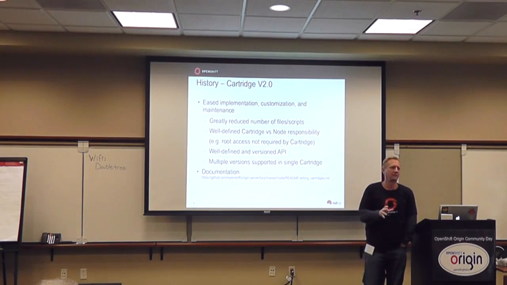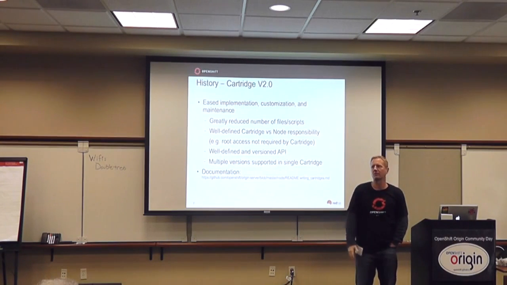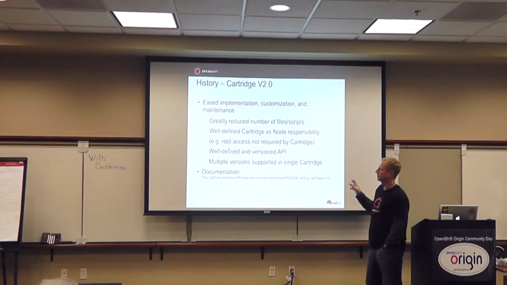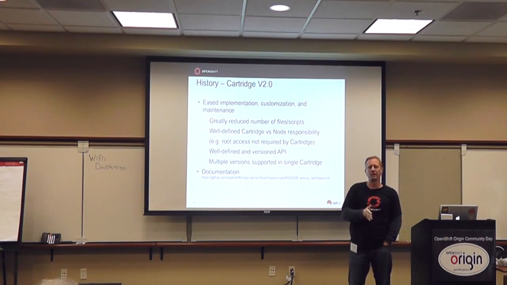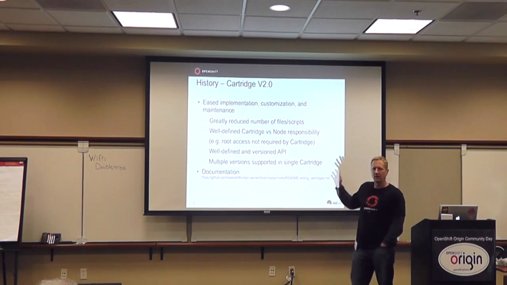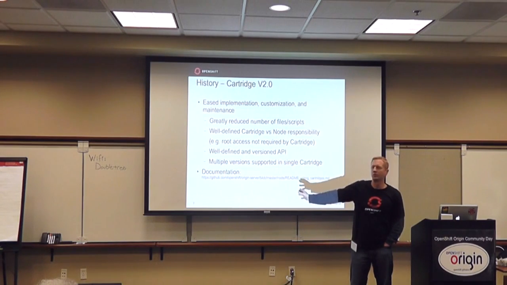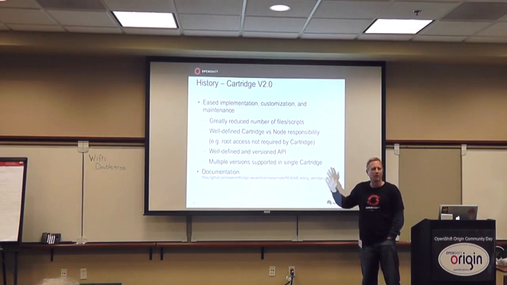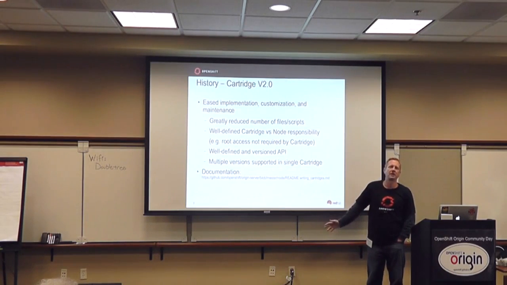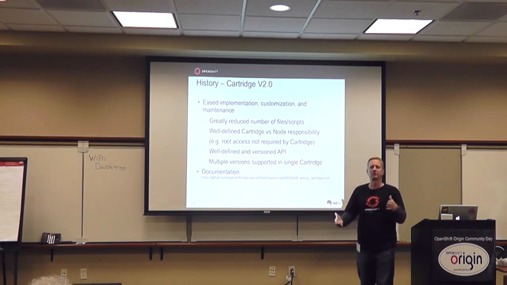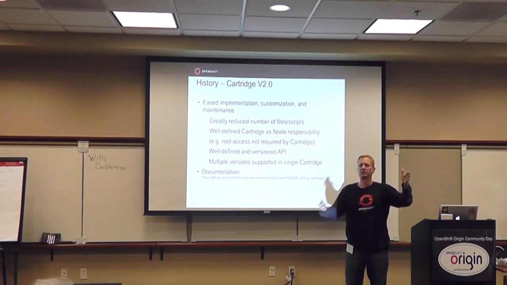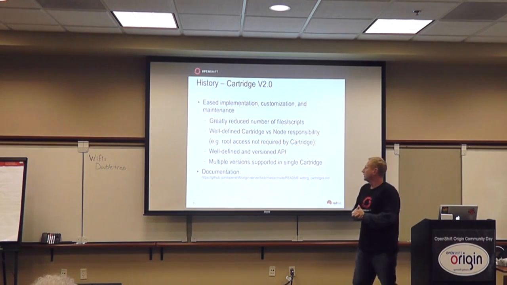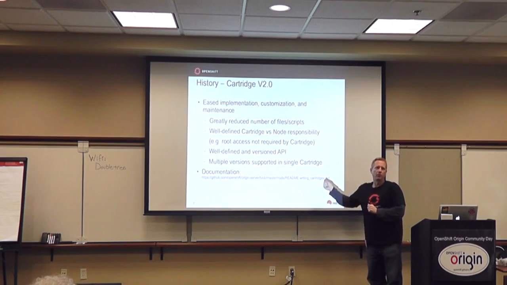So it really, dramatically, an order of magnitude or more, reduces the number of files and scripts you've got to write. There's a very clear boundary between what the node does and what the cartridge does. Cartridges don't need and don't get root access. There's a well-defined and, maybe more importantly, versioned API, so that if you have a cartridge that talks to version 1.0, 2.0, whatever of the node API, then that cartridge can be installed on that node.